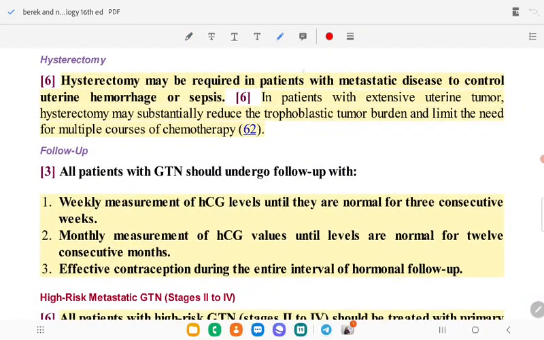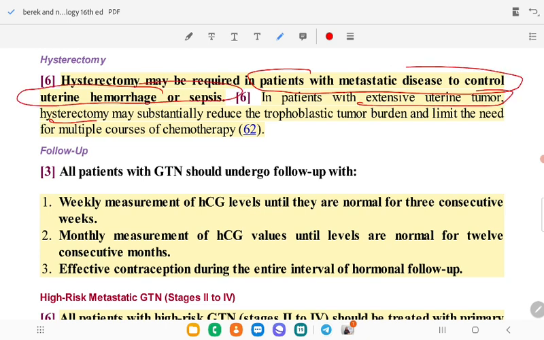Hysterectomy may be required in a patient with metastatic disease to control uterine hemorrhage or sepsis. In patients with an extensive uterine tumor, hysterectomy may be substituted to limit the trophoblastic burden and the number of courses of chemotherapy.